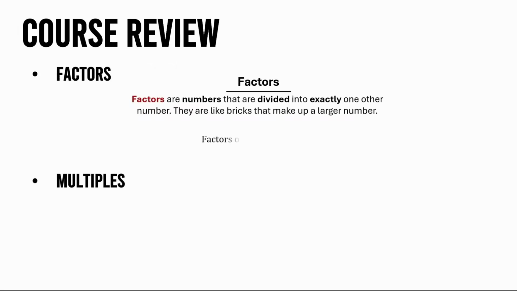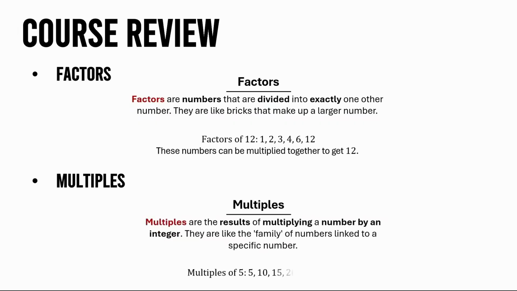Factors and multiples. A factor divides a number exactly. That is, with remainder 0. A multiple is a product of that number. Use factors to find the greatest common divisor, GCD, and multiples to find the least common multiple, LCM.